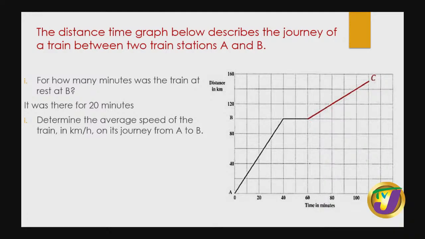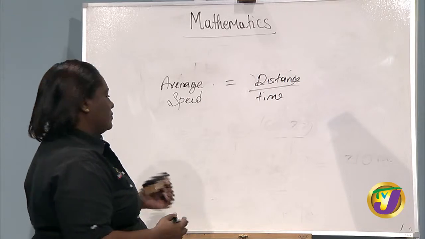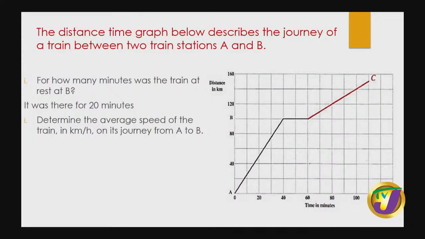That would be distance divided by time, because it's average speed that we're looking at, not acceleration. Average speed, and we use our triangle. The distance here would be 100. The total distance traveled from A to B would be 100, where B is on the y-axis. And the time covered during that time would be 40 minutes.